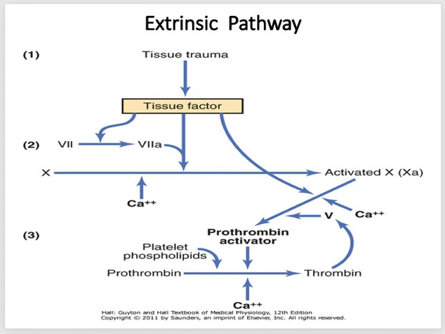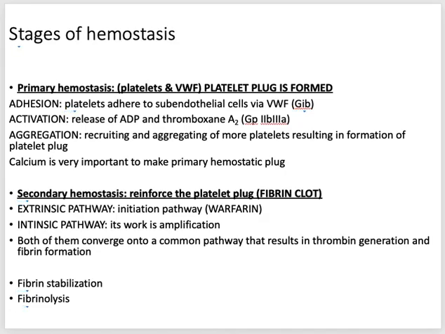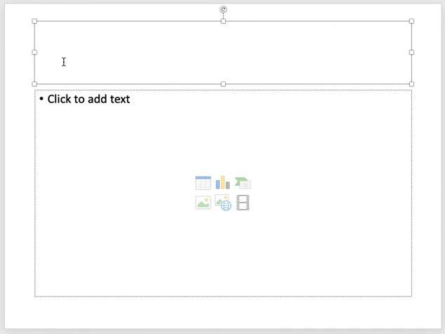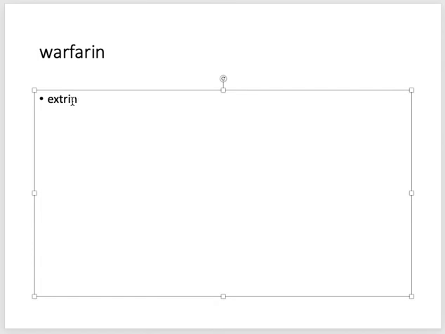To make things easy, basically, the extrinsic pathway is vitamin K dependent. They need vitamin K to form all the extrinsic pathway factors. So factor 10, factor 9, factor 7, factor 2, okay, all these things need vitamin K to form.